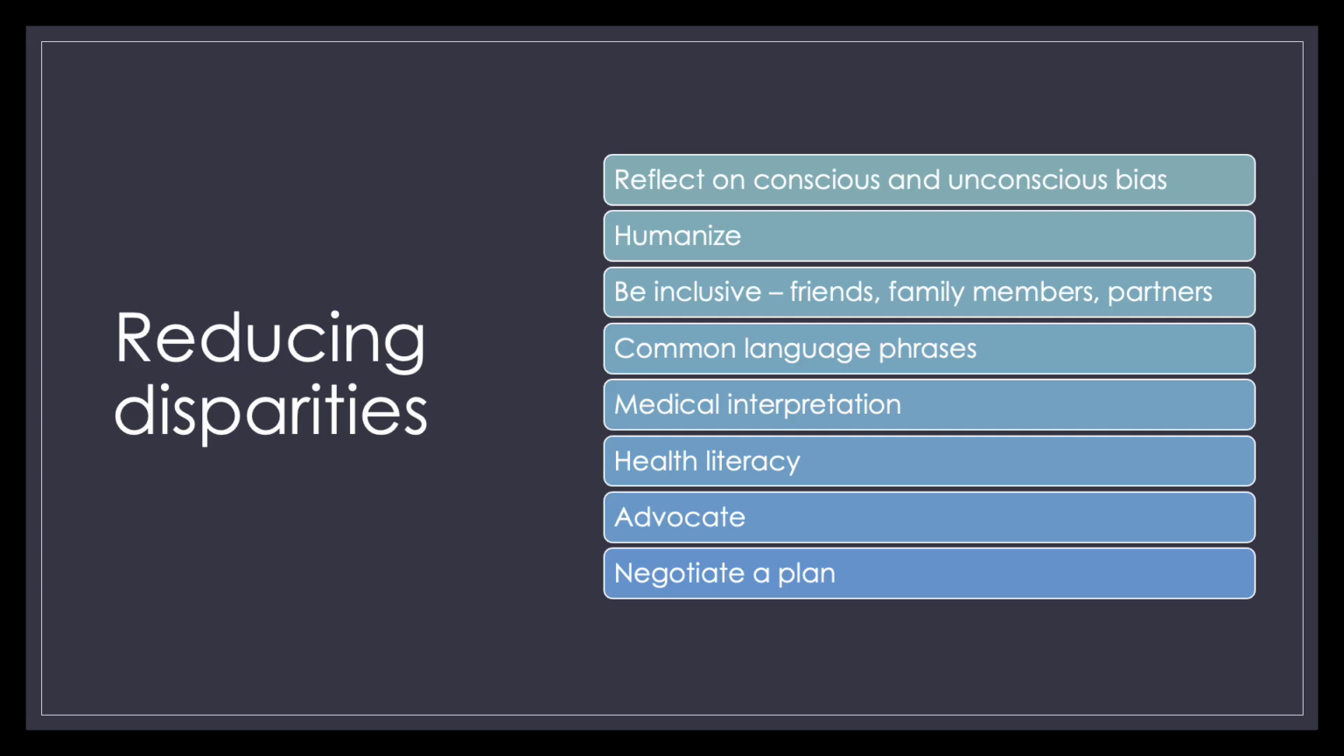It's also important to advocate for groups who we know are marginalized or more vulnerable to disparities. And finally, if somebody is really struggling financially, it's important to negotiate a plan. So if there is a treatment that you think is going to work great for a patient, but it's incredibly expensive and they can't afford it, it's not likely to be successful. So negotiating a plan is a better option.